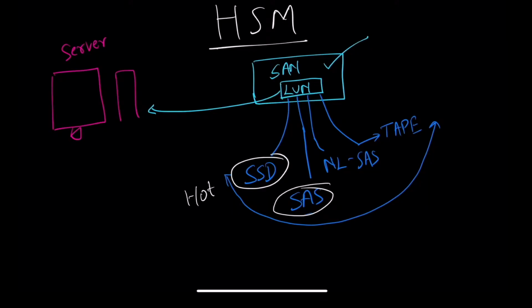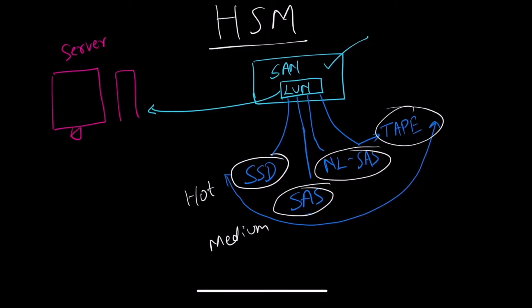So hot data, right? Data that has not been used for maybe like 10 days or so must move to nearline SAS. That means if a file or a folder is not being touched for more than 10 days, I want SAN to work intelligently and automatically move the data to nearline SAS. And then if it is not being used for more than 30 days, I want it to move to tape.